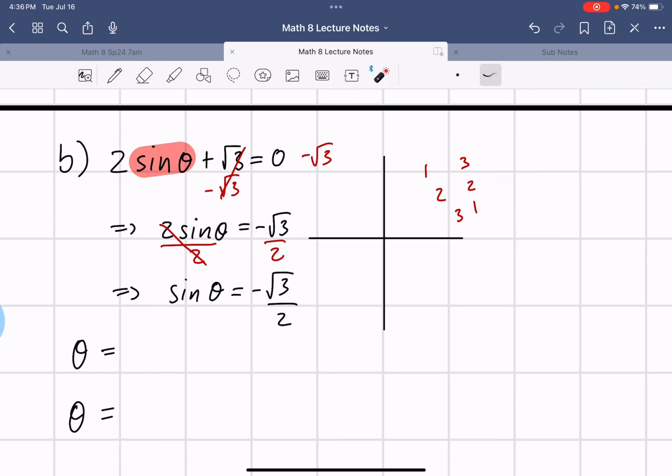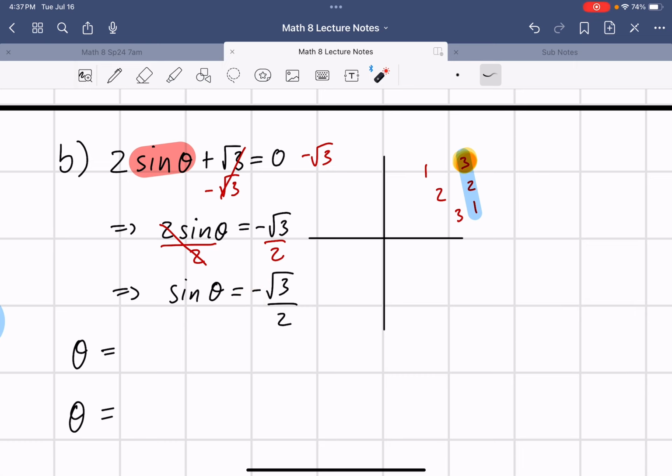And I need square root of 3 over 2, so I need one of these 3's. But since we're talking about sine, we're talking about the y coordinate. So that means we are looking at all these outer ones, and the one I need is going to be the 3. And when I say 3, I really mean square root of 3 over 2. But let's not forget, this sign is negative.